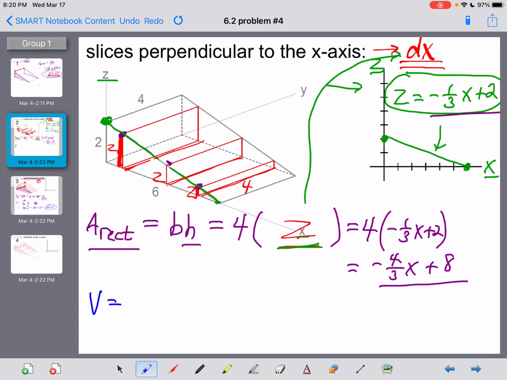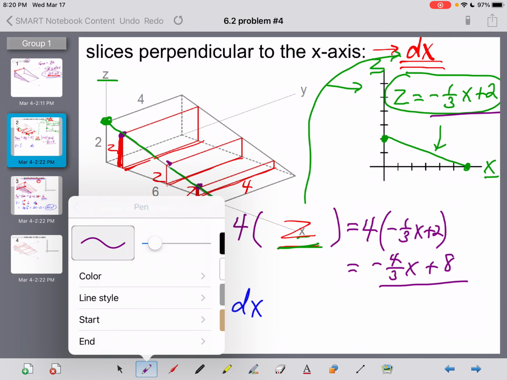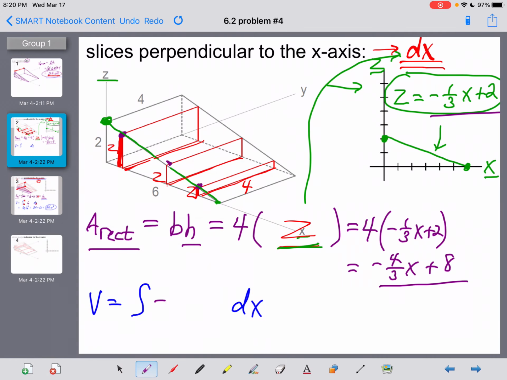Volume is going to be the definite integral, in this case taken with respect to x, of your cross-sectional area formula, which we just worked on, which is -4/3 x plus 8.